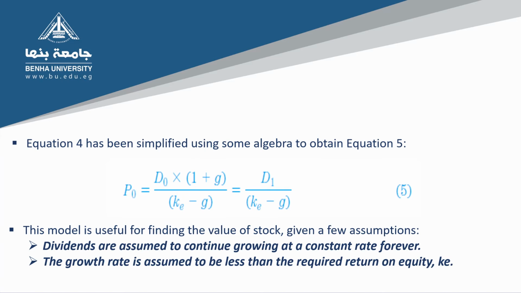Note that equation 4 has been simplified using some algebra to obtain equation 5 you see. This model is useful for finding the value of a stock given a few assumptions. First, dividends are assumed to continue growing at a constant rate forever. Second, the growth rate is assumed to be less than the required return on equity.